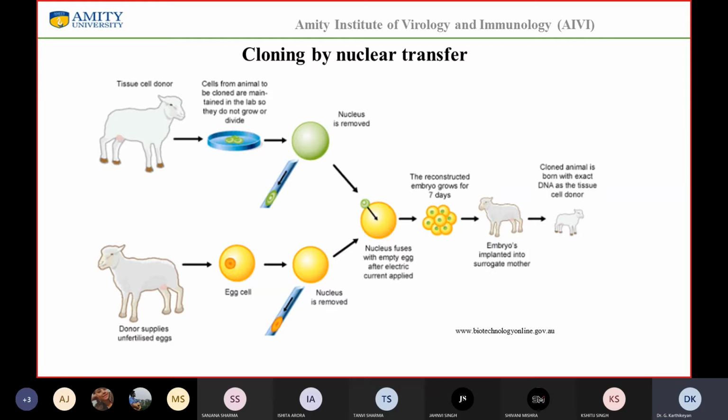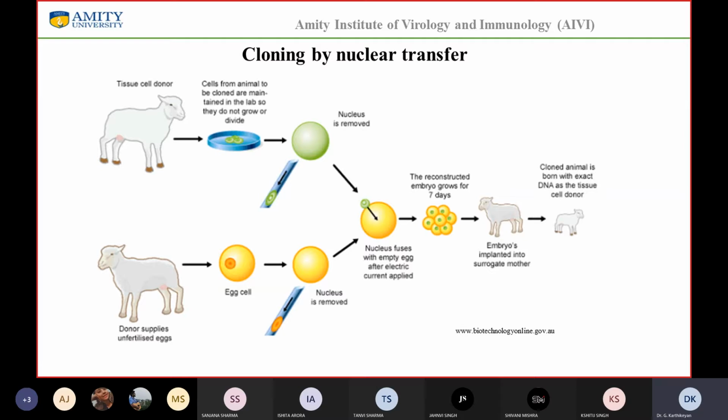Now, after you remove this nucleus, you take any other organism which you want to clone, and you take a somatic cell which has 2n. The nucleus has 2n content of DNA. You take the nucleus and inject it into this egg from which the nucleus has been removed. This incoming nucleus has 2n number of chromosomes, so the diploid number is restored.